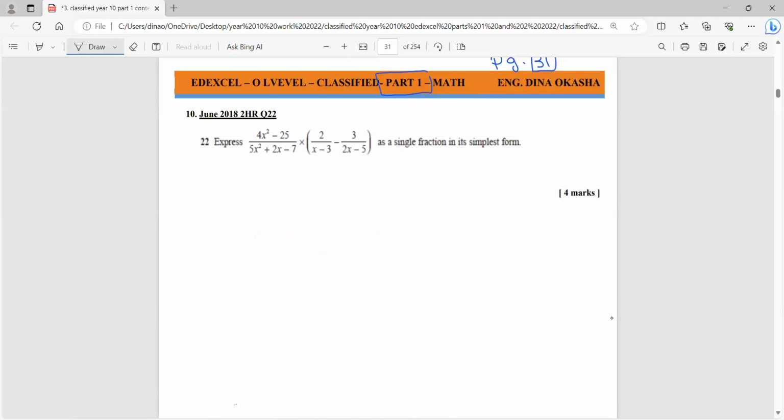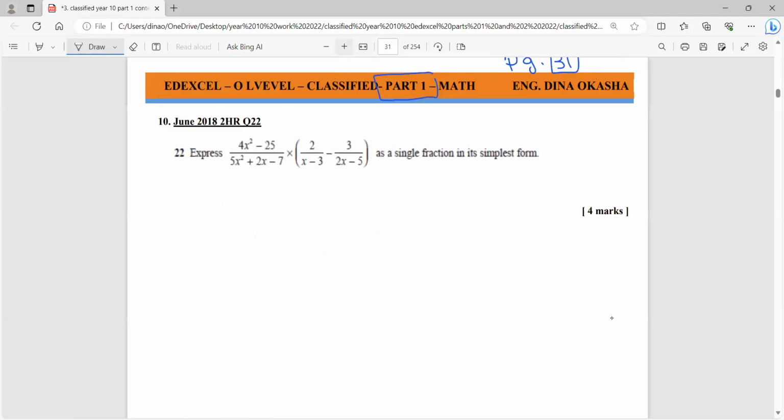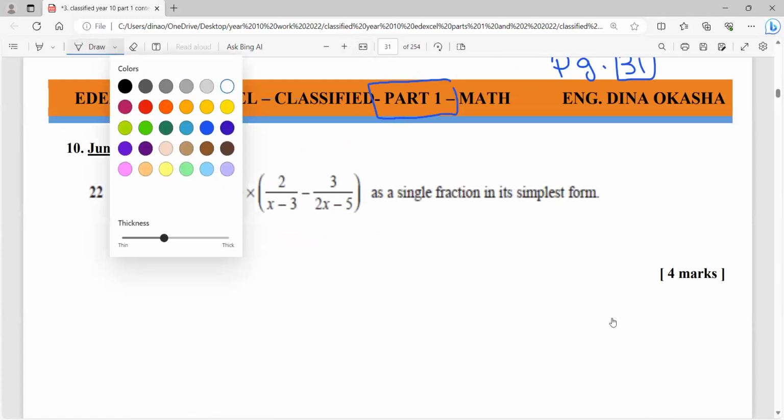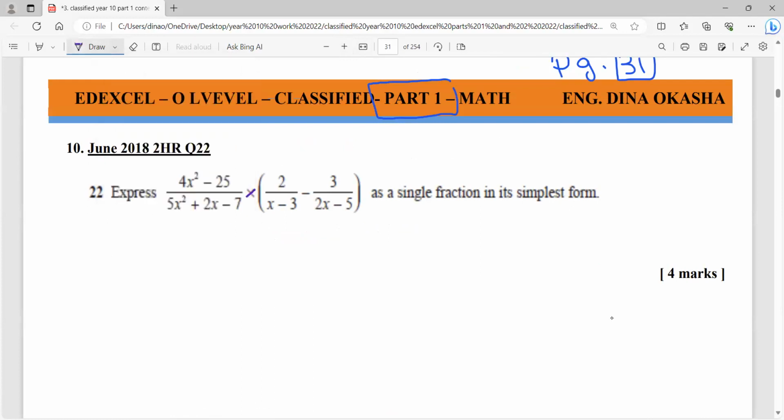So please pay attention. Now, if you look at this question over here, it says express as a single fraction in its simplest form. First, let's identify the operations that I have over here. I have multiplication, I have subtraction, and I have the brackets. So, of course, according to the order of operations, I must start with the brackets first.